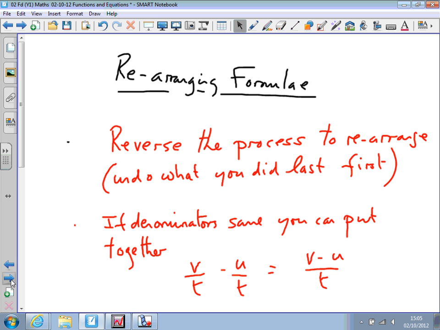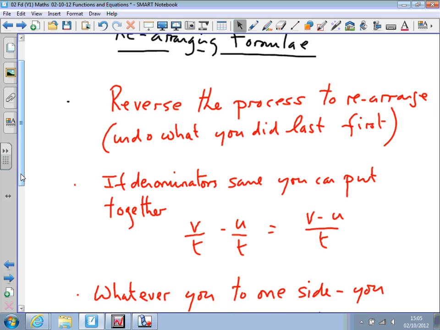So rearranging formula, what we were talking about last time, is the idea of reversing the process to rearrange: undo what you did last first. Okay? So we were talking about thinking about the story of what happened to the formula, thinking about what's the last thing that happened to it and then undoing it, and so on and so on until we end up with what we want.